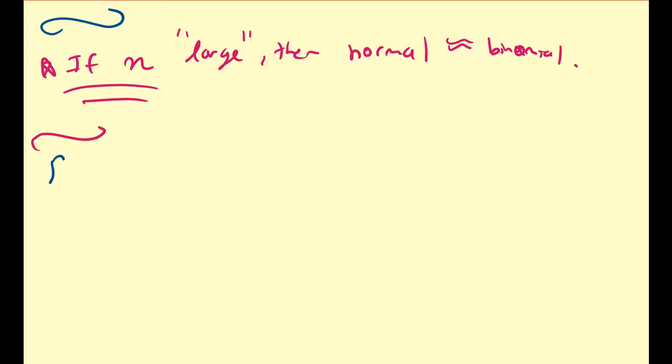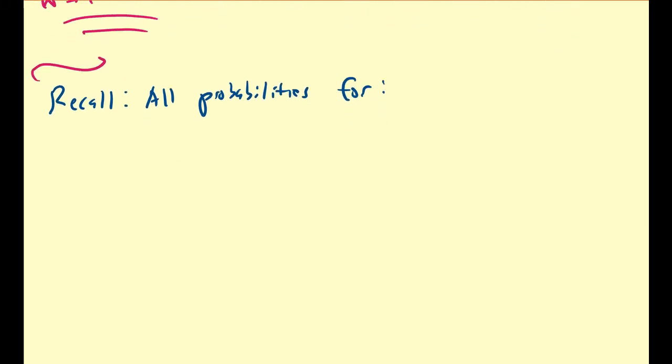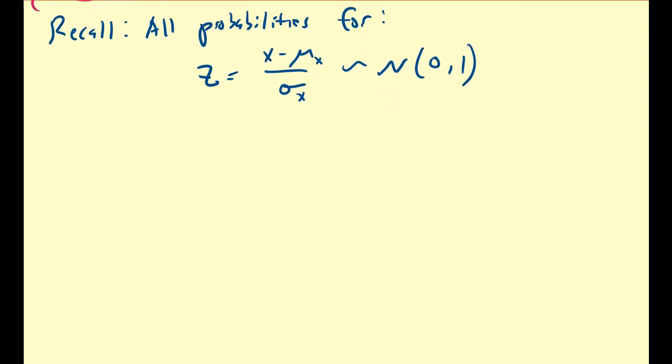So recall that all probabilities for the following random variable, Z equal to X minus mu divided by sigma, follow a normal distribution. I'm going to put mu_X and sigma_X here. So of course, if n is large, then we can replace X with a binomial random variable, since they're going to be approximately equal.